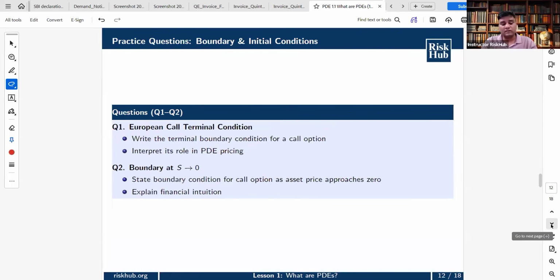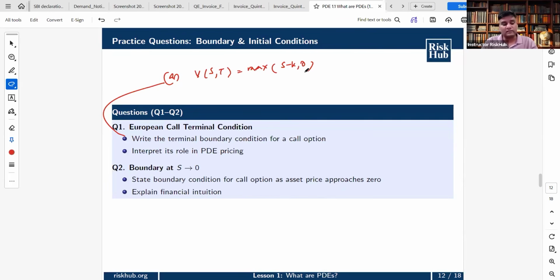Now, with that, we go to the practice question. We have the European call terminal condition. Write the terminal boundary condition for a European call option. So if I have to do that, it is V(S,T) is equal to max of your S minus K, 0. This is very common, right?